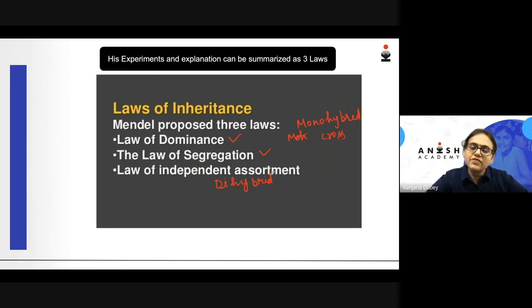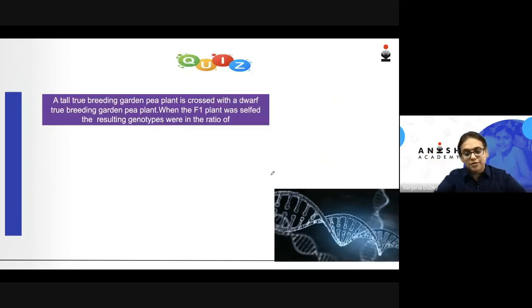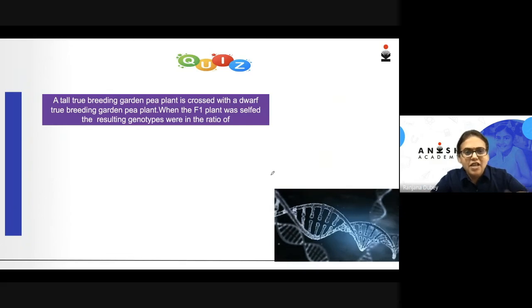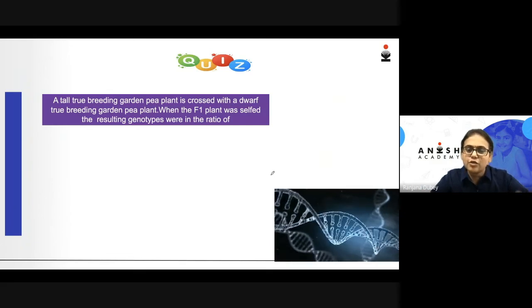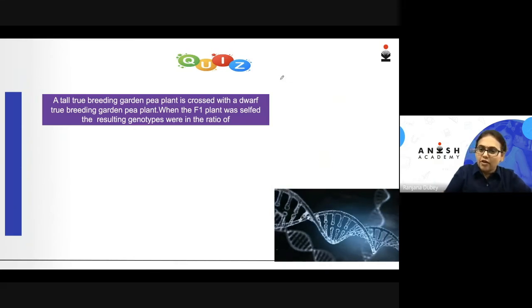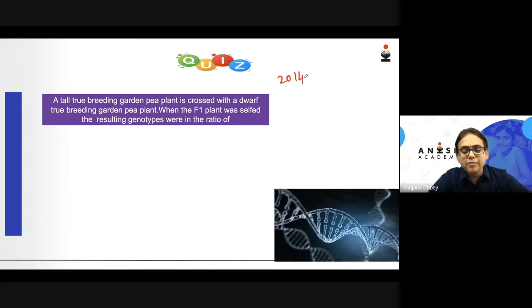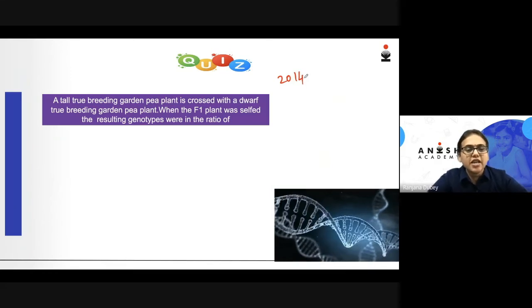So now, since we have seen the concept of dominance and the concept of segregation of the factors, we are ready to answer another question which was in the NEET papers. I think the year for this paper was 2014. A very simple question. Take a look at it.